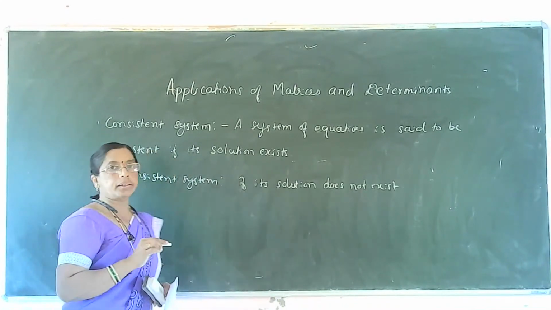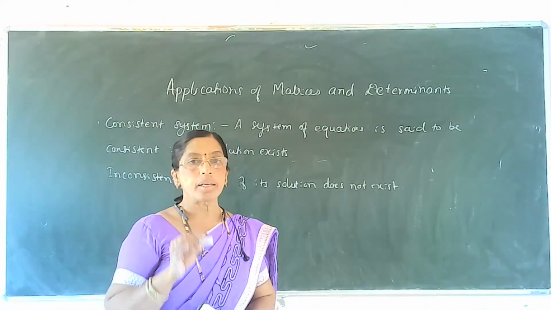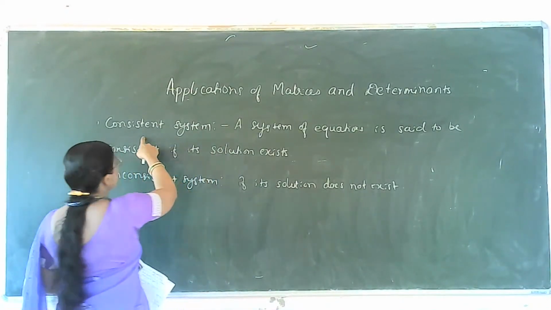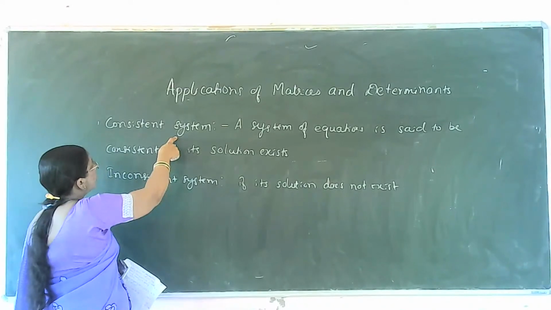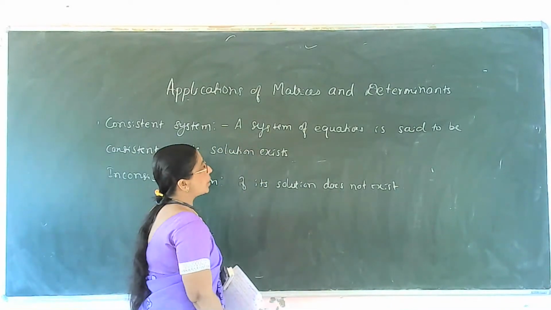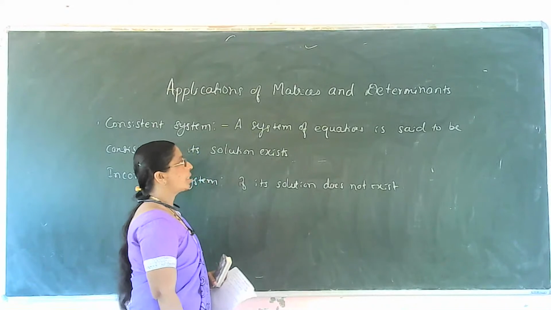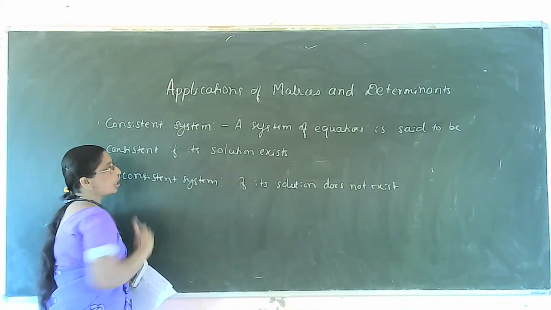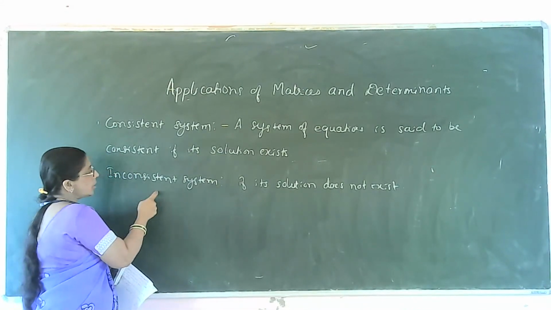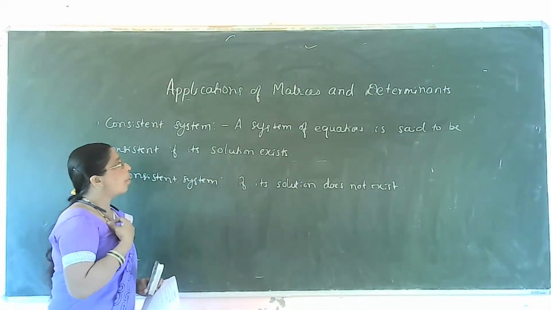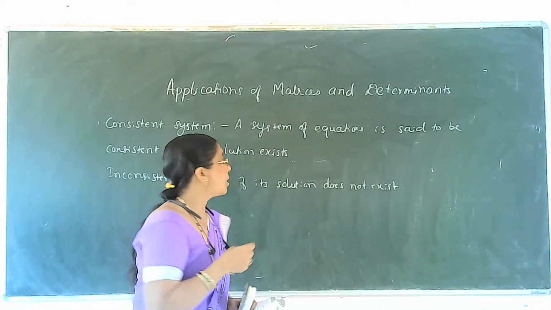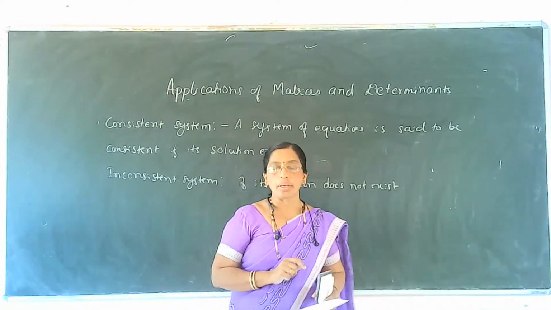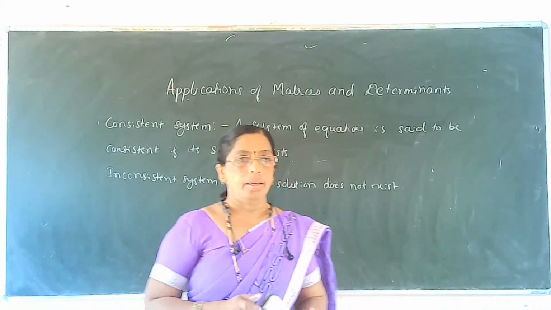Therefore, we have to first check whether the equations are consistent or inconsistent. A system of linear equations is said to be consistent if its solution exists. A system of equations is said to be inconsistent if its solution does not exist.